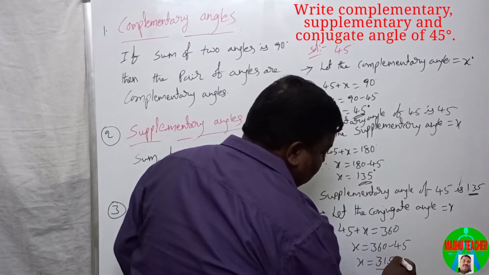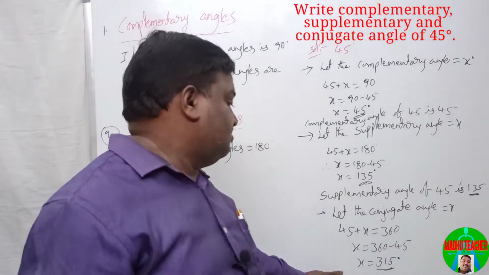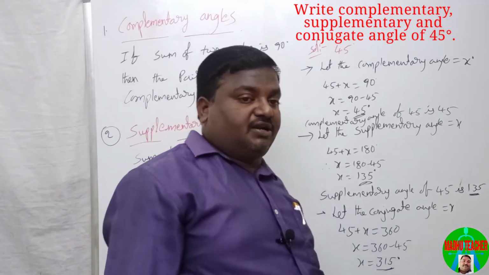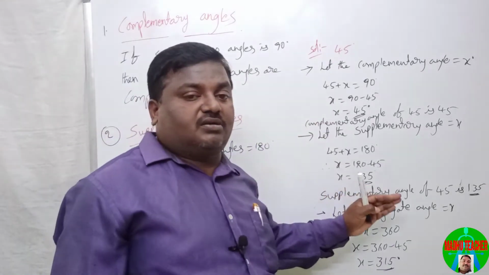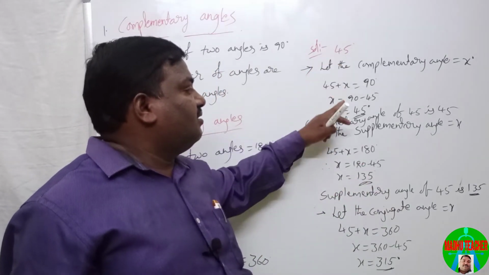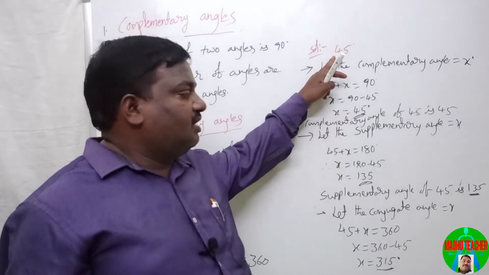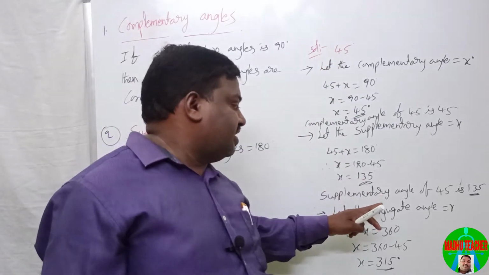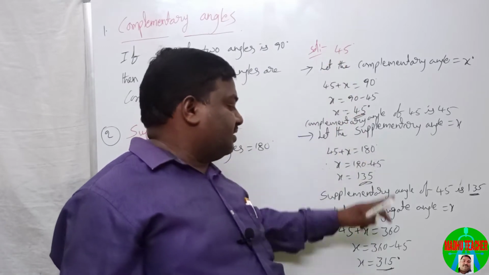So therefore you have to write here the conjugate angle of 45 is 315 degrees. Like this we can find the complementary angle to the given angle, the supplementary angle to the given angle, and the conjugate angle to the given angle.